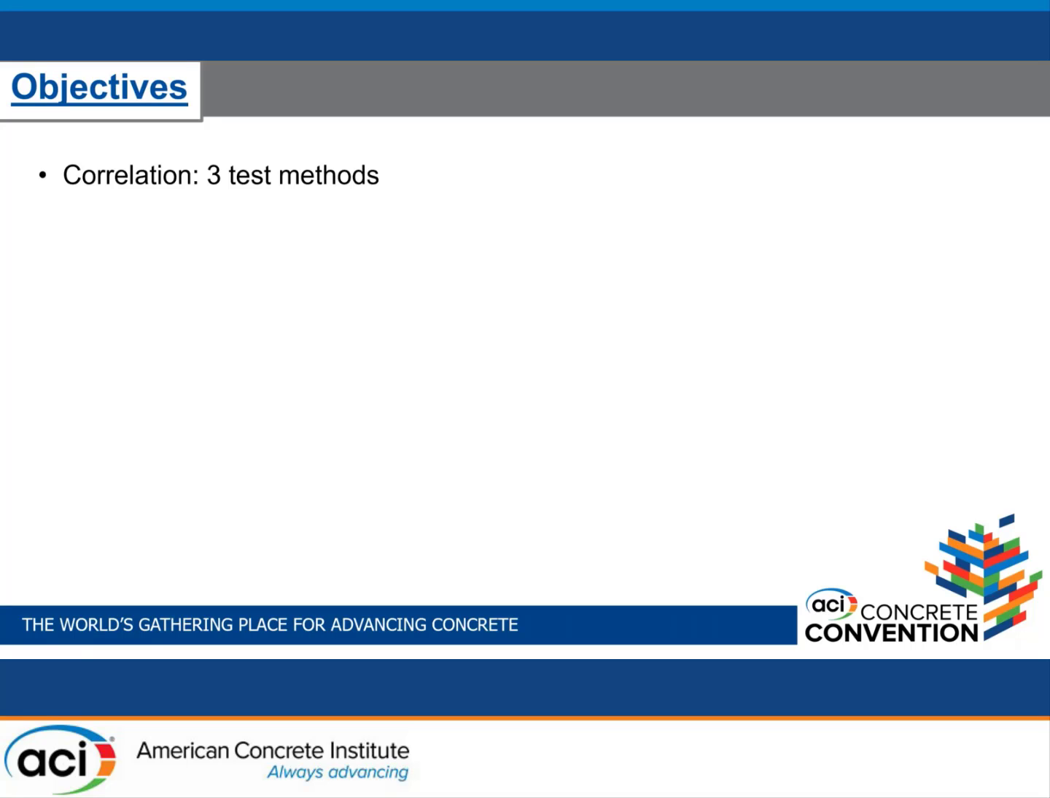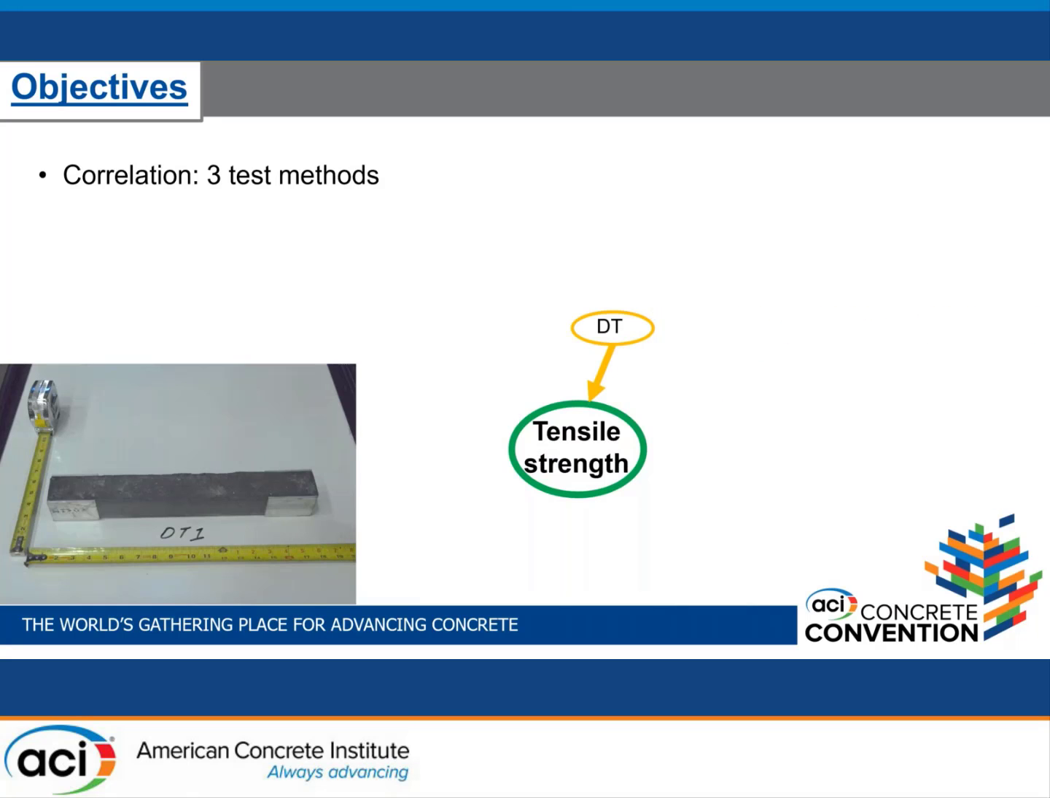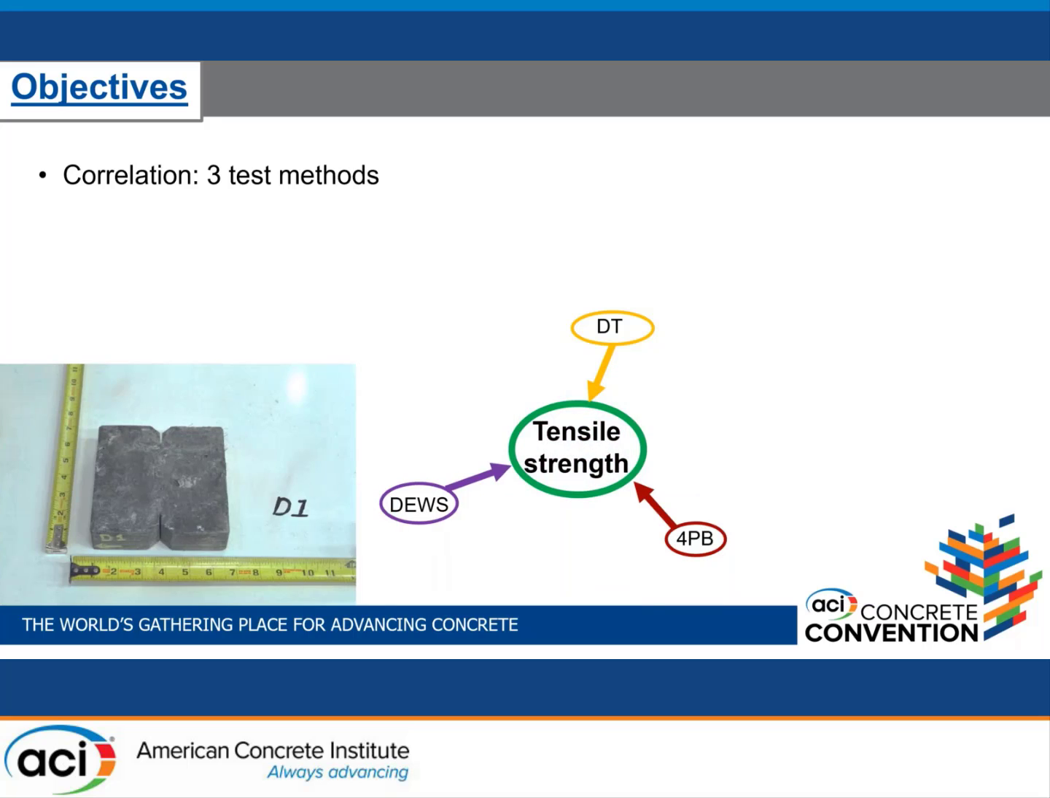One of the objectives of this study was to basically come up with a tensile strength of the UHPC, or ultra high performance concrete. And first, we're going to take a look at the direct tension test method. And on the bottom left of the screen, we have an image that represents both the direct tension prisms and the 4-point bending specimens. We also have the DEWS, and this is the shape of the specimen, how it looks like. It's a square with two triangular grooves and two notches.